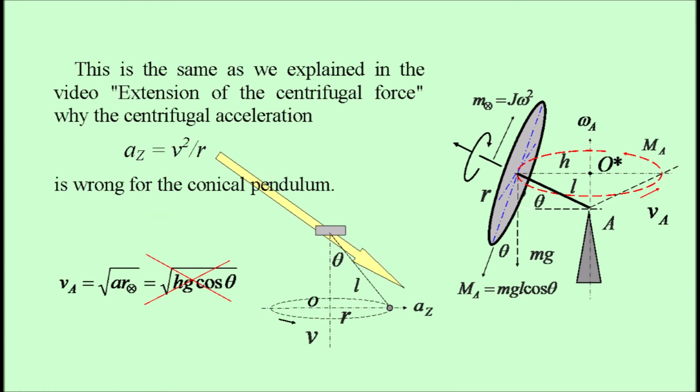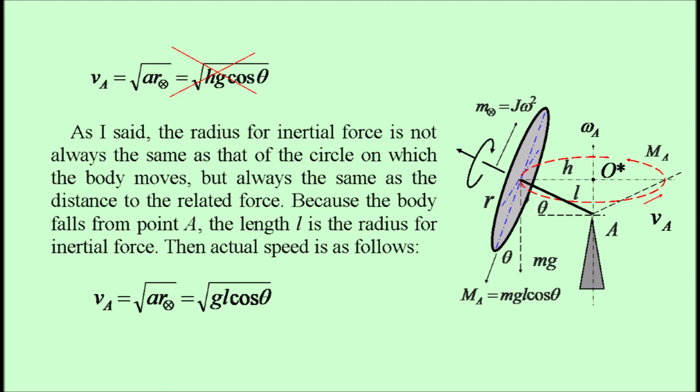This is the same as we explained in the video extension of the centrifugal force, why the centrifugal acceleration a_z is wrong for the conical pendulum. As I said, the radius for inertial force is not always the same as that of the circle on which the body moves, but always the same as the distance to the related force. Because the body falls from point A, the length L is the radius for inertial force. Then the actual speed is as follows.